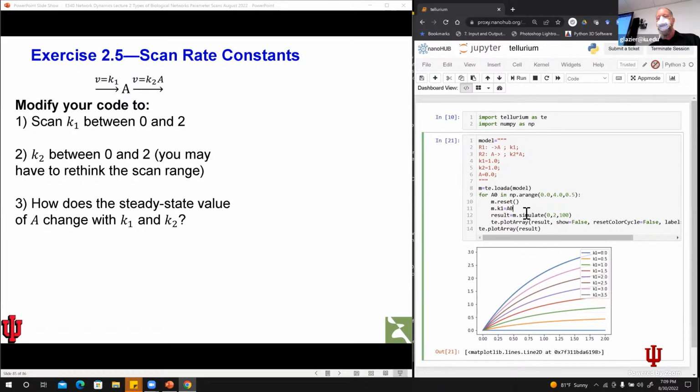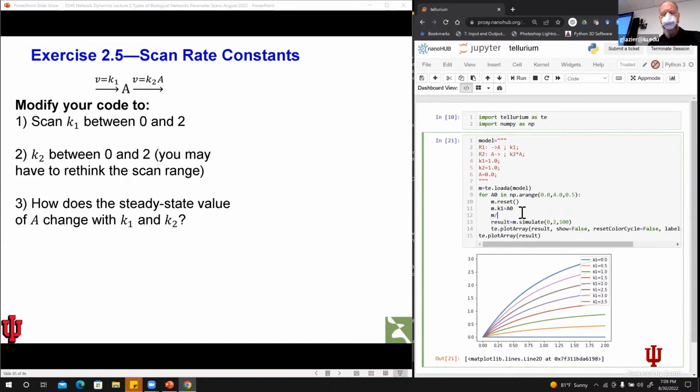There was one other thing that I talked about, which was what if I make K1 and K2 proportional to each other? So what if I say m.K1 is equal to A0, m.K2 is equal to 3.0 times A0. Remember, I said that if I change K1 and K2 together, it'll change the speed of equilibration, but it shouldn't change the steady state. Let's see what happens.